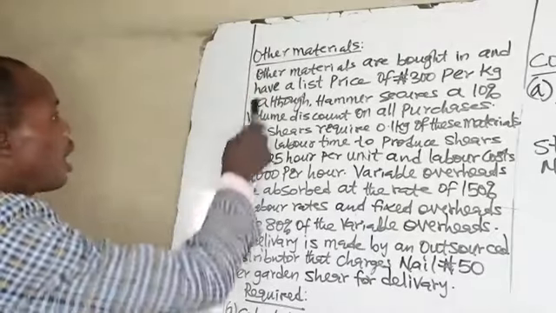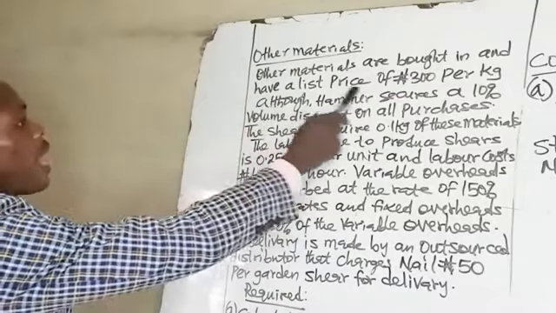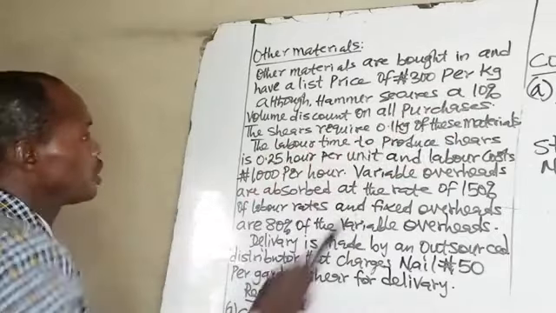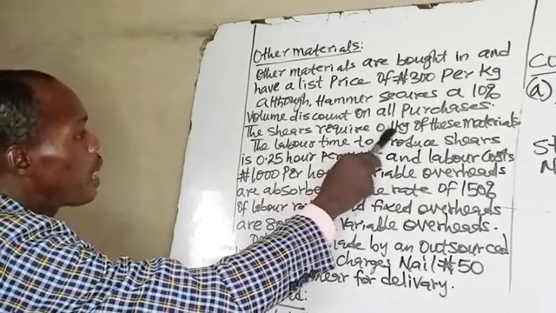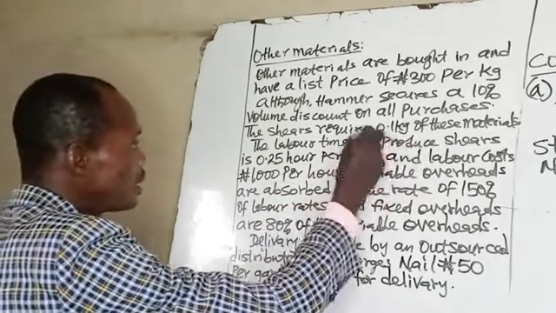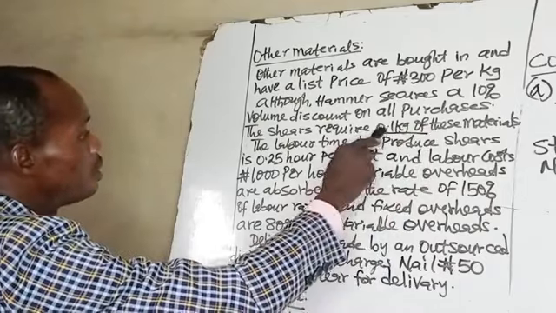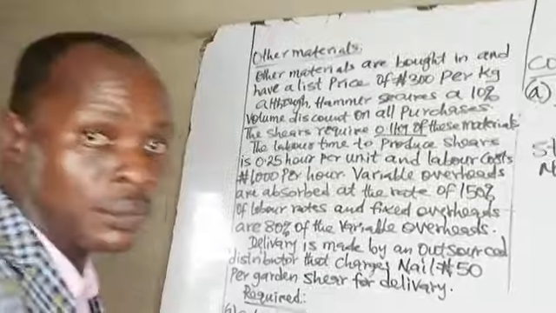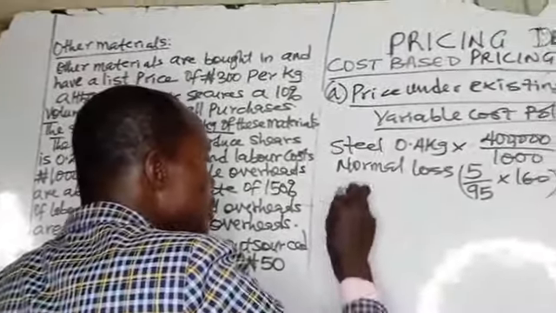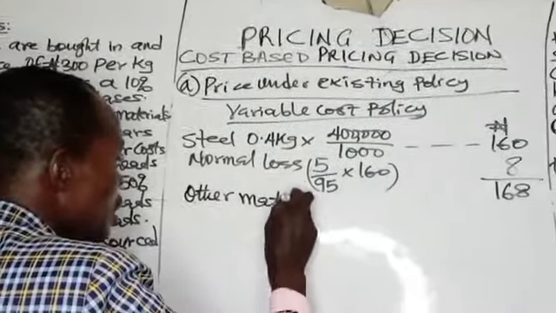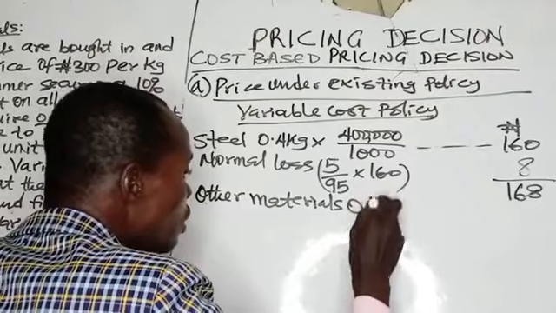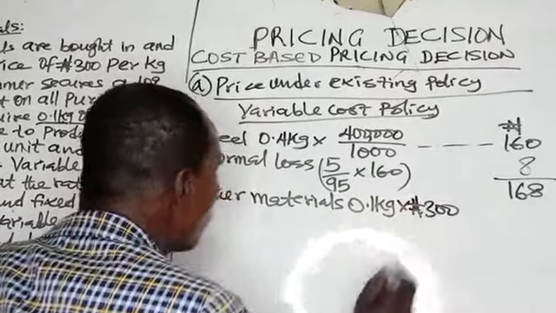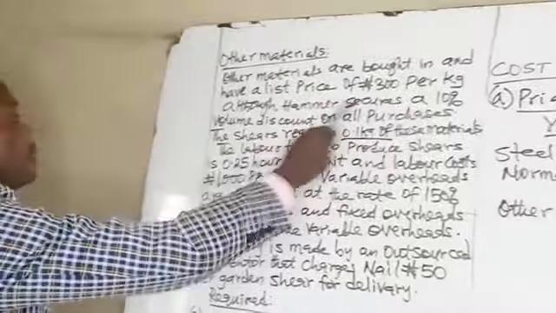Other materials are bought in and have a list price of 300 per kg, although Hammer secures a 10% volume discount on all purchases. The shares require 0.1 kg of this material. So 0.1 kg is required, and the price is 300 naira. And you were told a discount of 10%. Hammer secured a 10% volume discount.